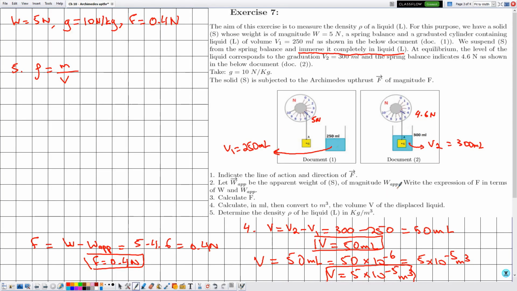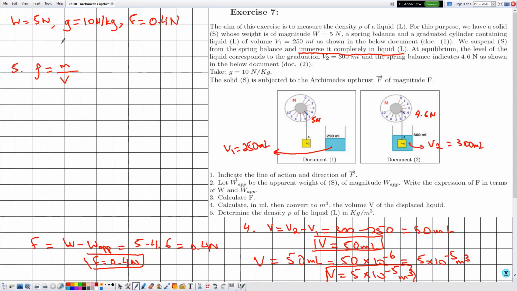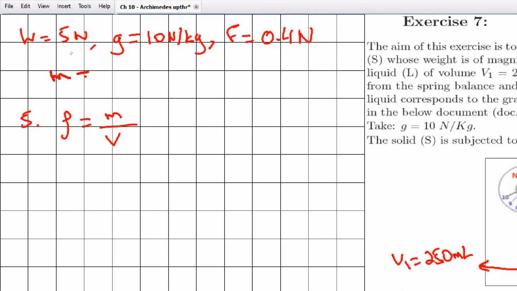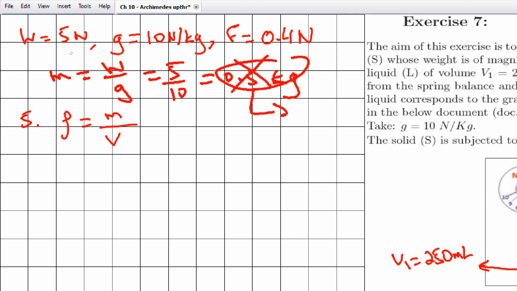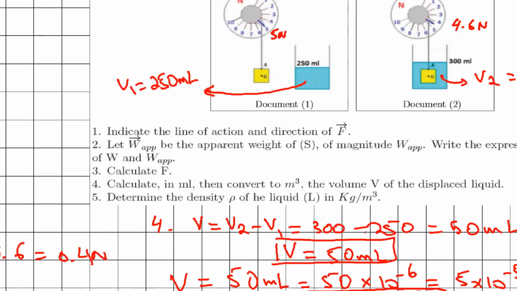So we already know that the volume of the displaced liquid is 50 milliliters, which we have already calculated, but we don't know the mass of this liquid. One cannot say that the mass of this liquid is, for example, M equal to W divided by G, which is 5 divided by 10, which is 0.5 kilogram. This is wrong. Why is it wrong? Because this mass represents the mass of the solid S and not of this displaced liquid. So we cannot use this formula in order to determine the density of this liquid.